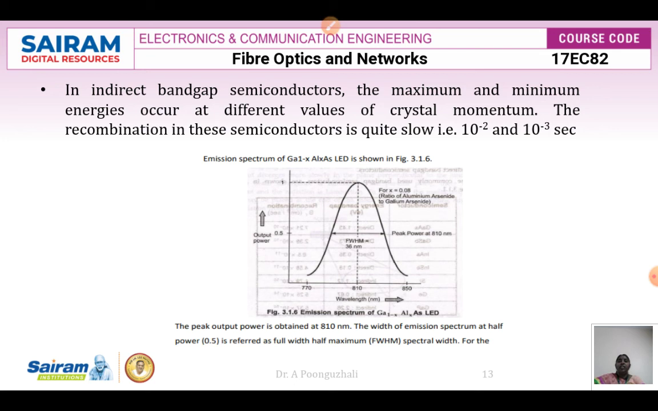Here we can say that the peak output power we are going to have is at 810 nanometers, where the output power is 1. At half power, where the power is half of it, the half power beam width is going to be around 36 nanometers. This is the full width at half maximum spectral width. The recombination in these types of semiconductors is going to be quite slow, because the maximum and minimum energies occur at different values of the crystal momentum.